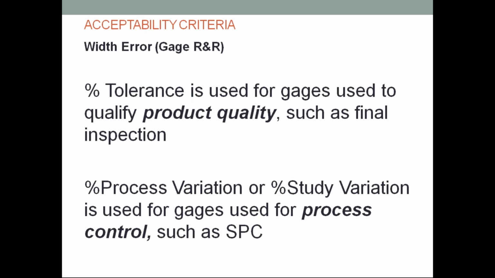Once again, and this is key, percent tolerance is used for gauges used to qualify product quality, such as final inspection. Percent process variation or percent study variation is used for gauges used for process control, especially SPC.